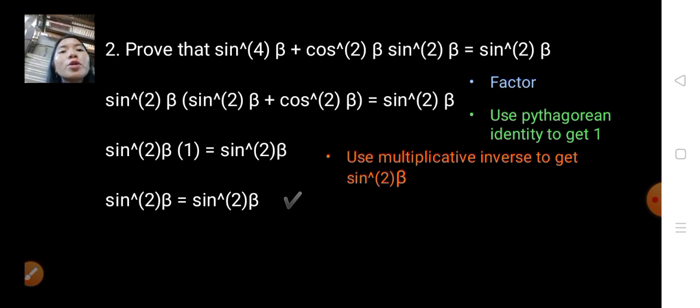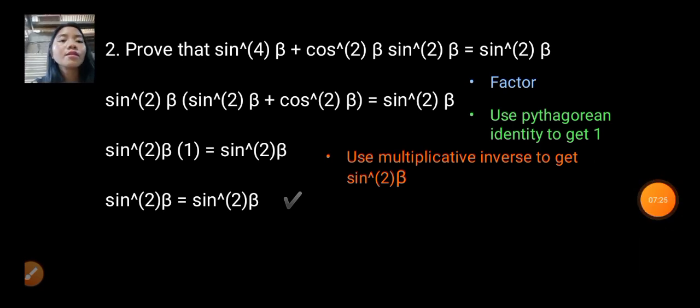So let's proceed to number 2. Prove that sine raised to 4 beta plus cos squared beta times sine squared beta is equal to sine squared beta. So let's factor first. We have sine squared beta times sine squared beta as the factor of sine raised to 4 beta. Then plus cos squared beta is equal to sine squared beta.